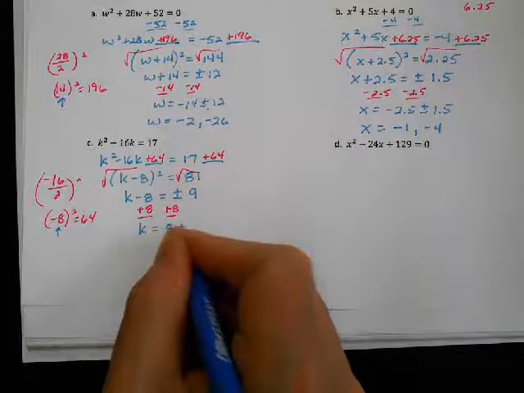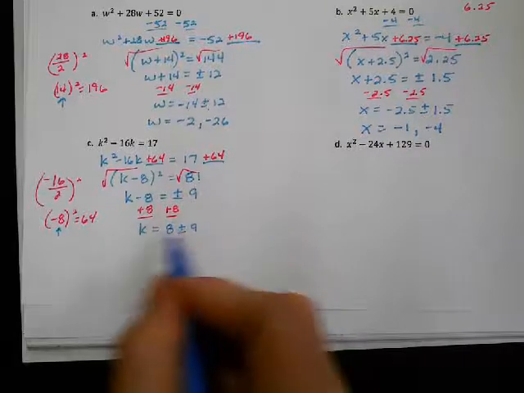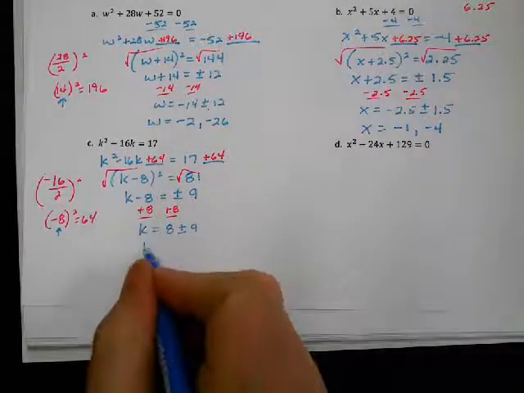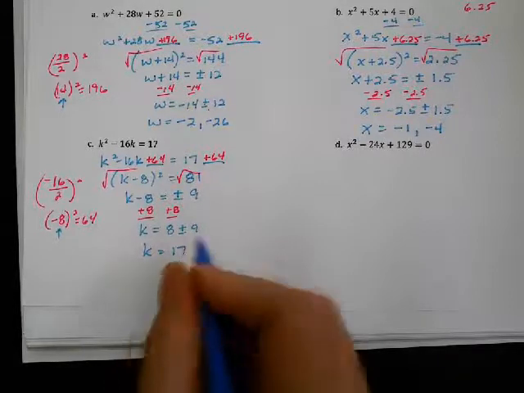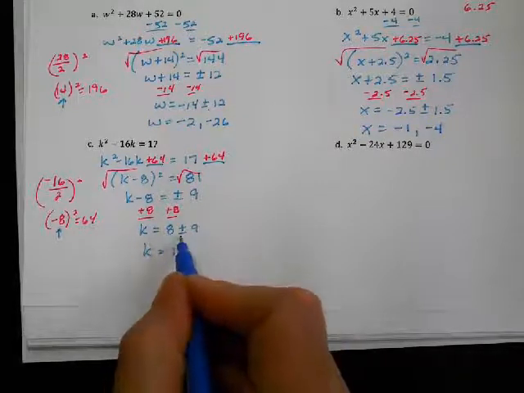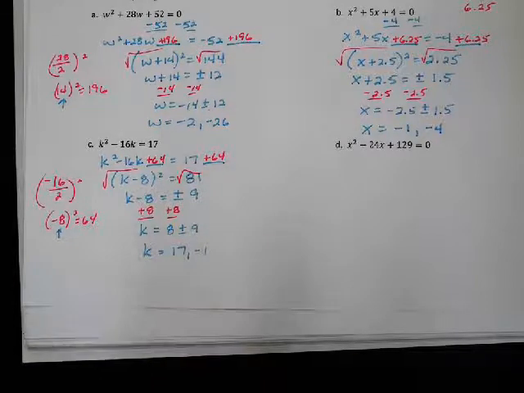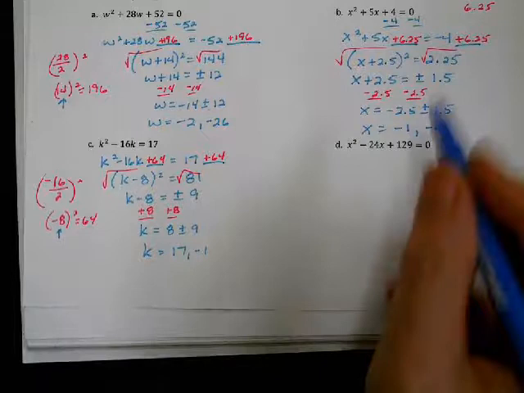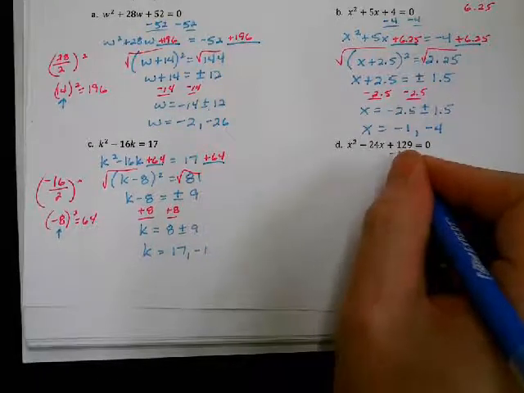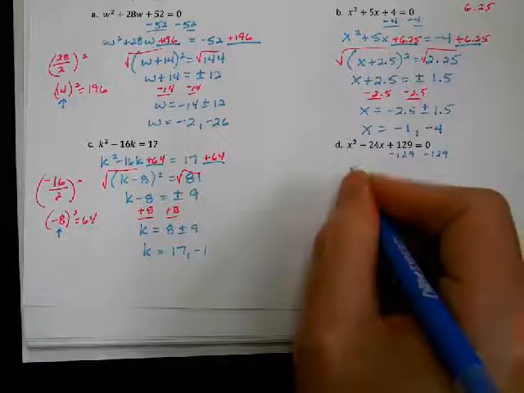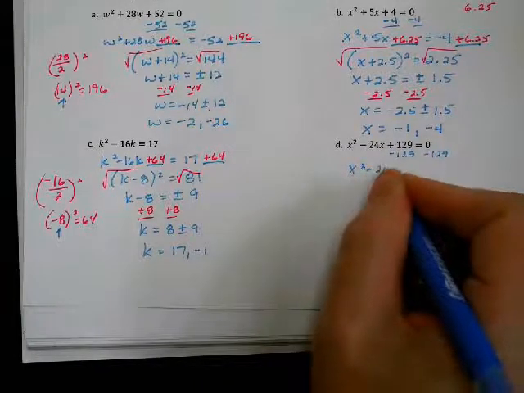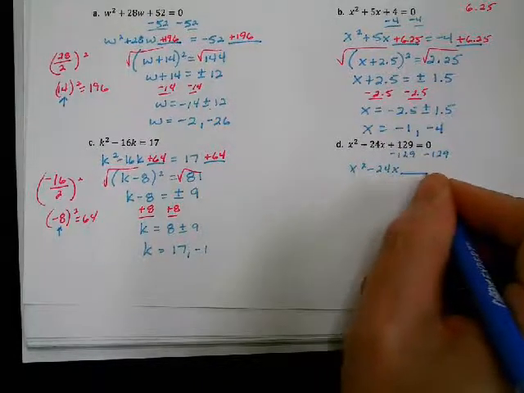Okay, so no radicals there, so I can write down the two answers. K can be 8 plus 9, that's 17. But k can also be 8 minus 9, that's negative 1. There's my two answers. Last one. Let's start by subtracting 129 from both sides. So I get x squared minus 24x. I'm going to put a blank there because I'm going to add a number to both sides. Oops, 129.